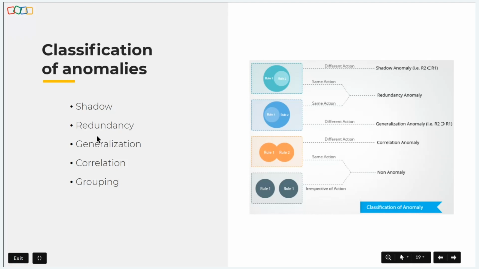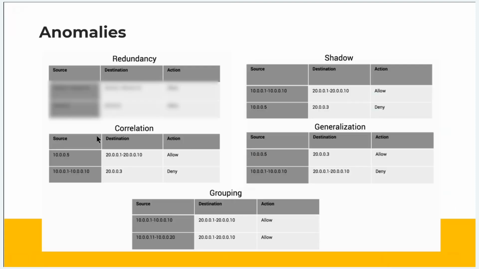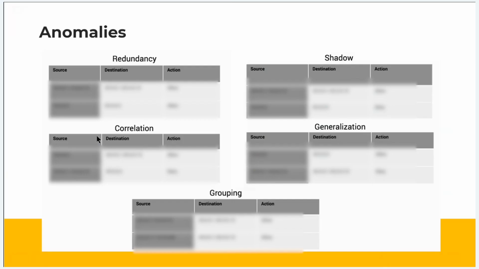Firewall Analyzer identifies the following rule anomalies, and this includes shadow, redundancy, generalization, correlation, and grouping. In this slide, we have given a detailed example of all the anomalies that are detected by our tool, and we'll be sharing this presentation with you once this training is over, so that you can go through the list of these anomalies and understand how and what we have termed each of the anomalies. So you can understand what we call redundancy, what we call grouping, and all of that.